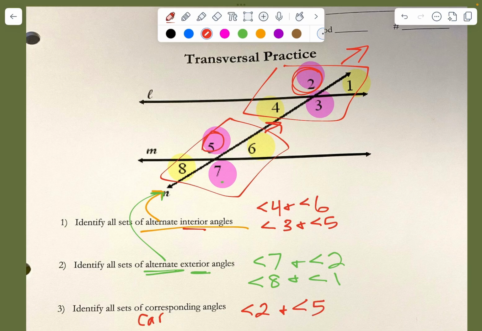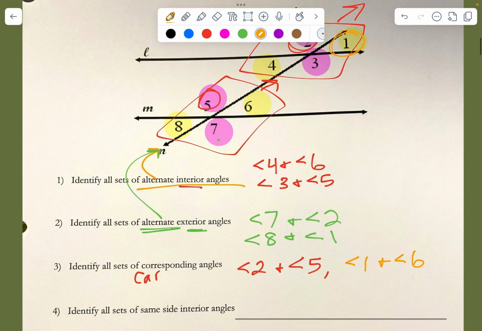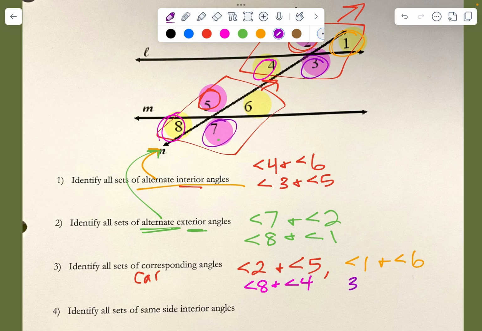5. Passenger seat, we have angle 1. Who's in the passenger seat of the other car? Angle 6. Those are also corresponding. Same thing for the back seats. If you have 8, that's going to go with 4. And then we also have 3 and 7. And if you'll notice, whenever you look at each set, those are also going to be congruent, same, equal.